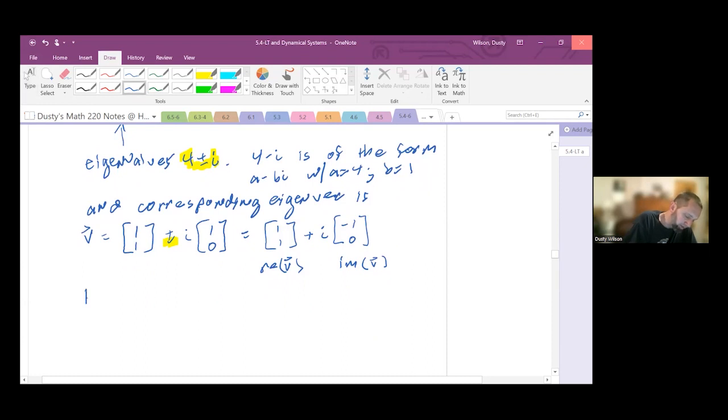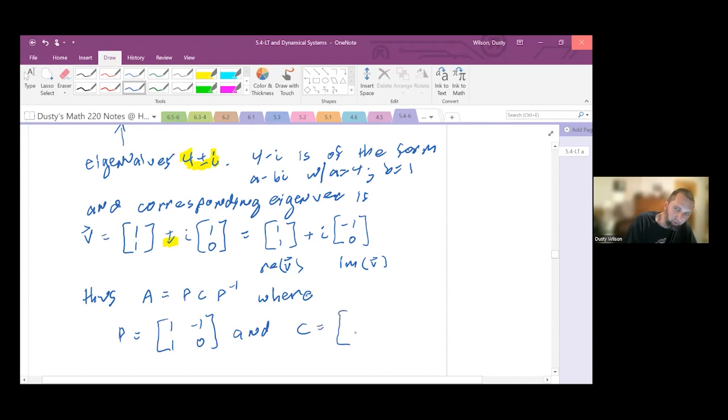So thus, we're saying that A is equal to P C P inverse, where P is equal to 1, -1, 1, 0, and C is equal to 4, -1, 1, 4.